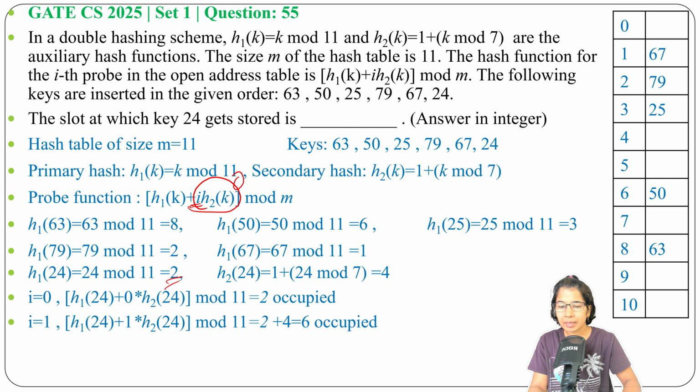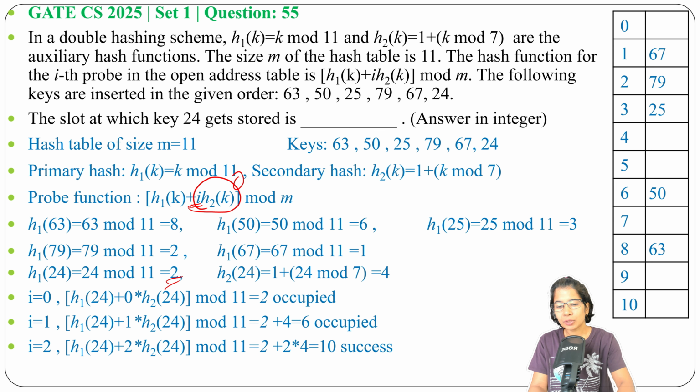Next, we'll check for i equals 2. 2 plus 2 multiplied by 4. 2 multiplied by 4 is 8. 8 plus 2 is 10. 10 is empty, so we can insert 24 here. The question is asking the slot at which key 24 gets stored. Slot is 10. That's why the answer will be 10.